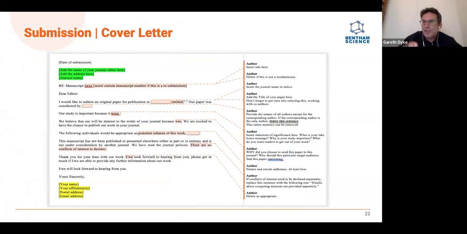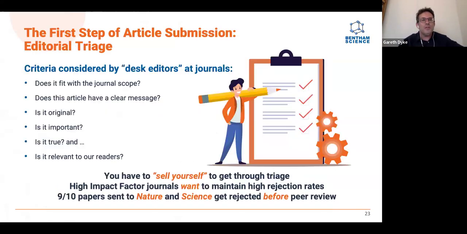Your information, why the paper is important, why the work is significant, why the work is a step forward in your research field, why it should be considered for submission in that particular journal. Because, as you know, higher impact factor journals have high rejection rates. They do. They reject 9 out of 10 papers.